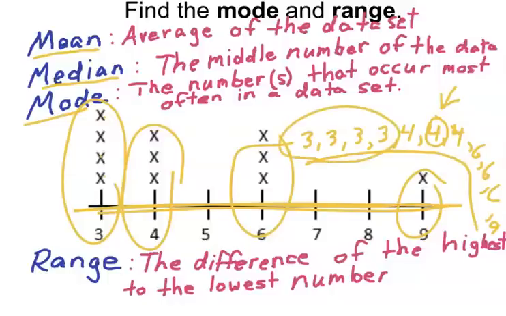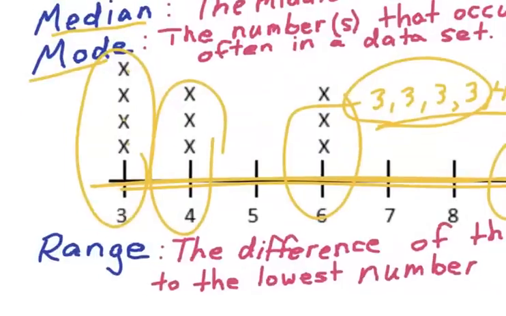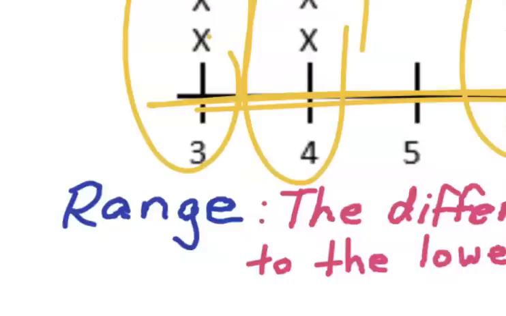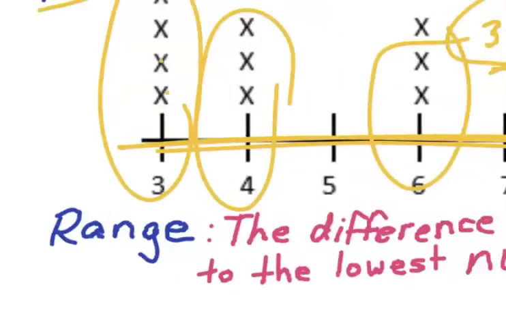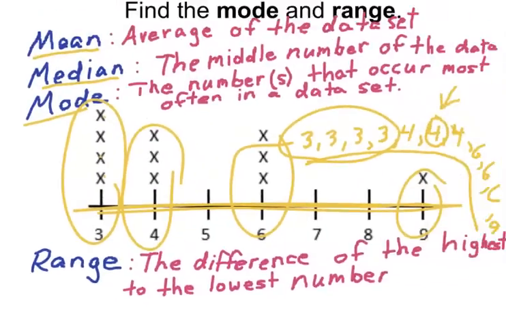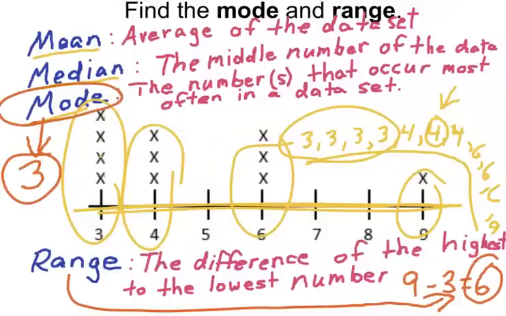And then to find the range, that is the distance from the highest number to the lowest number in the data set. The lowest number is 3. The highest number is 9. So we're going to just subtract those two. So the range is 6, and the mode is 3.